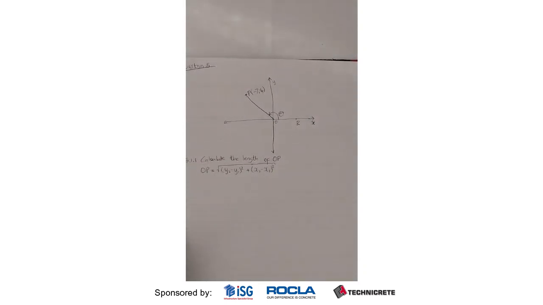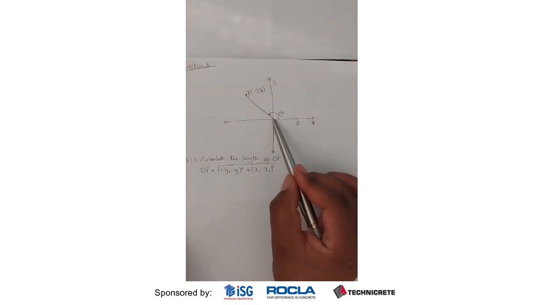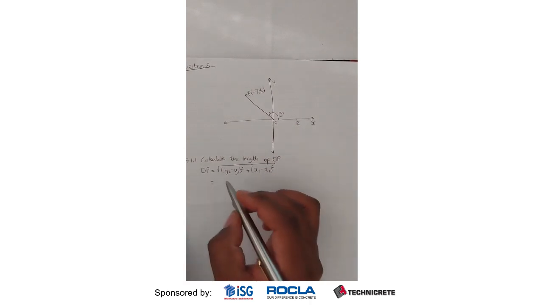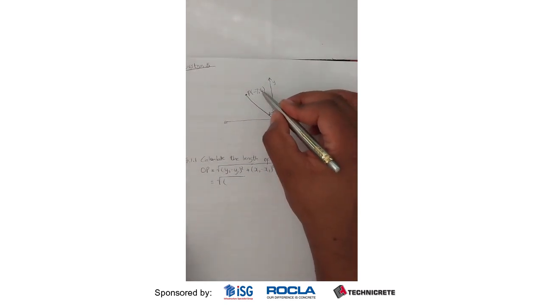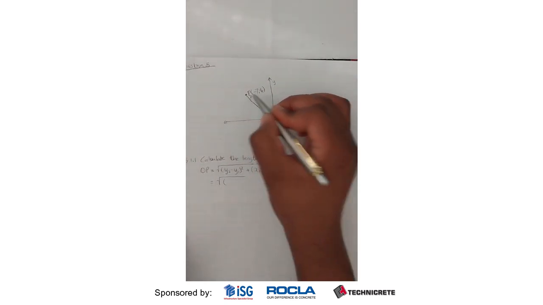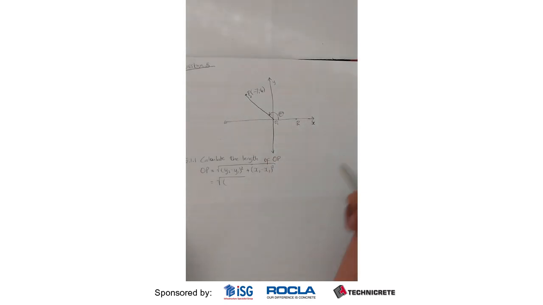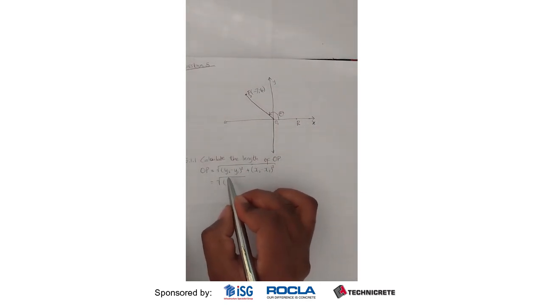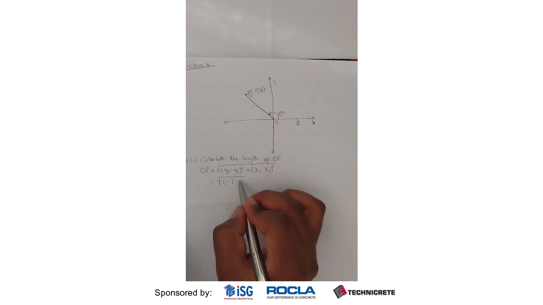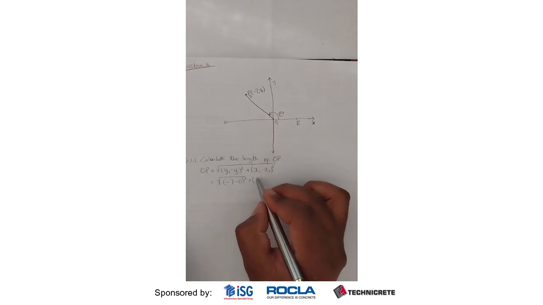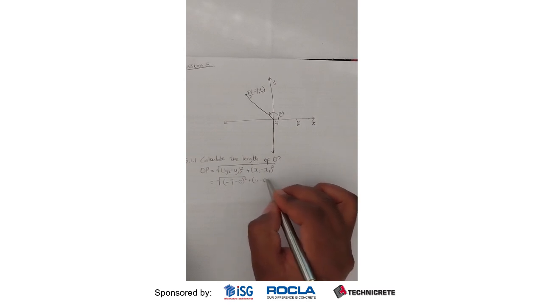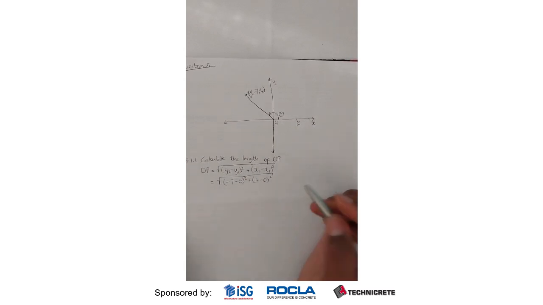Good thing here is that for O, that point is just 0, 0, so it makes our calculations a little bit easier. Let P be our point 2 and the origin be point 1. So minus 7 minus 0 all squared plus 4 minus 0 all squared, and we're rooting that.